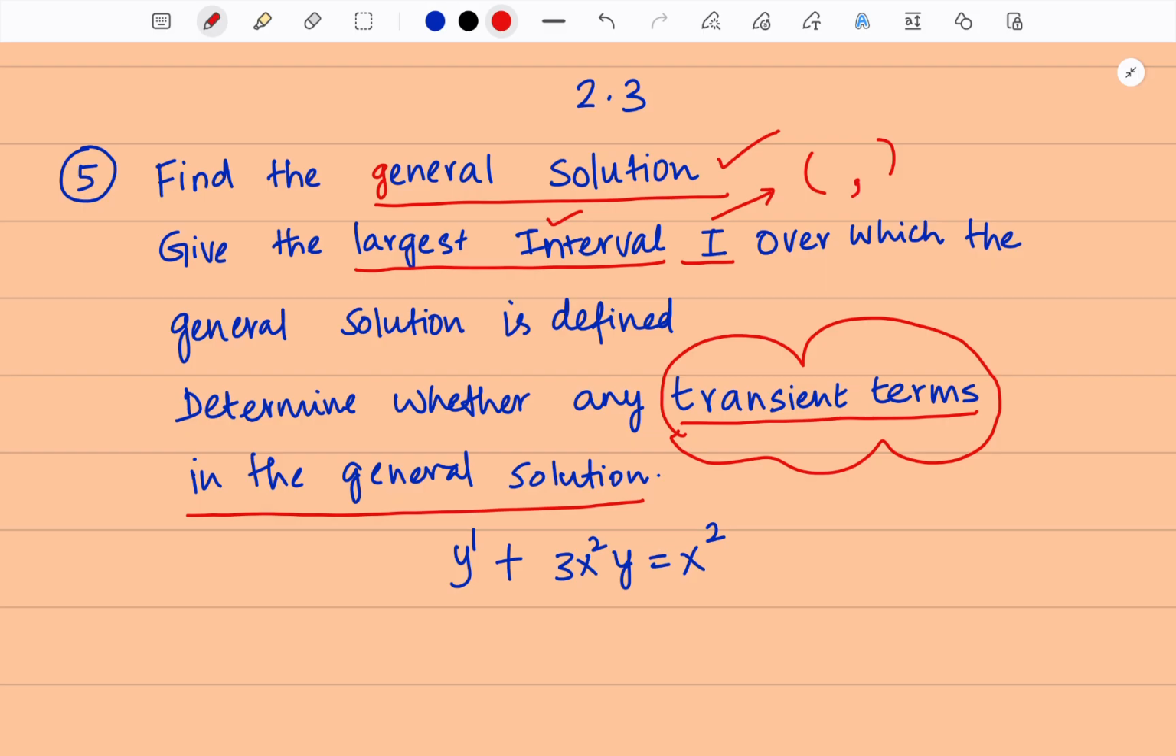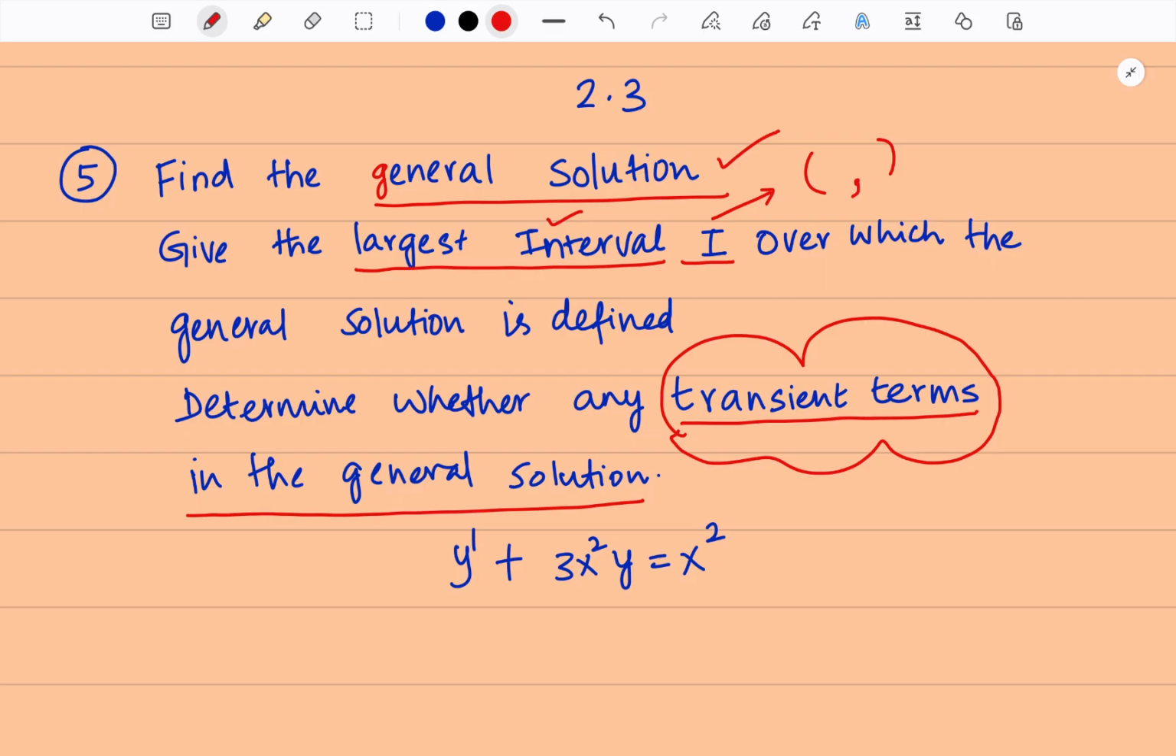So what type of examples can we give for these transient terms? Of course, you know very well: RC circuits, RL circuits and RLC circuits. What do you mean by RC circuits? Resistor, capacitor circuit. What is an RL circuit? Resistor, inductor circuit. And what do you mean by RLC circuits? Resistor, inductor, capacitor circuit.